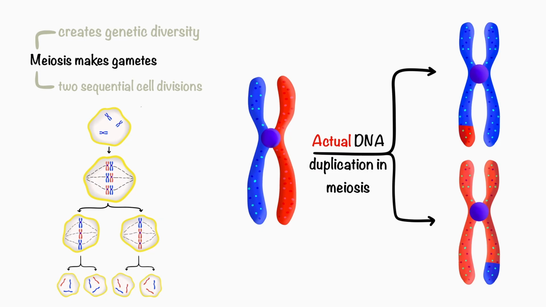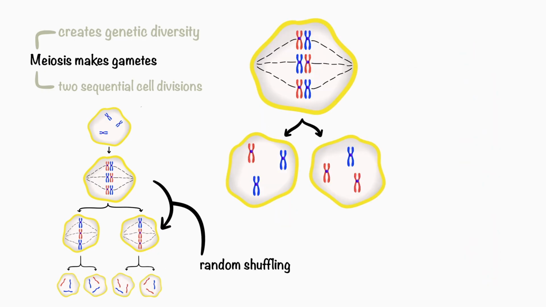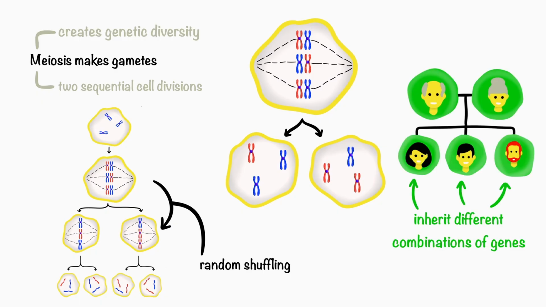During the process, genetic material from the mother's and father's chromosomes can exchange in a process called crossing over. Additionally, the way chromosomes separate during meiosis is random. This shuffling of genetic material means that each gamete has a unique combination of genes. This is why siblings can look quite different from each other. They inherit different combinations of genes from their parents.